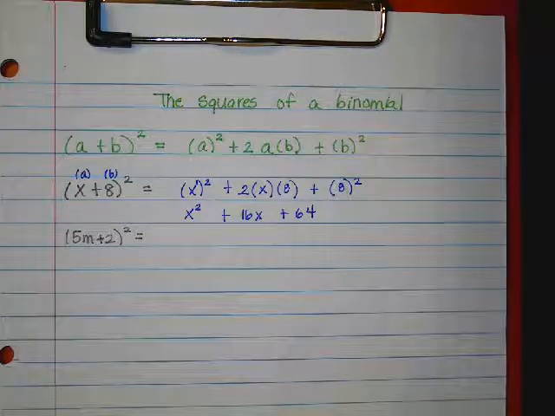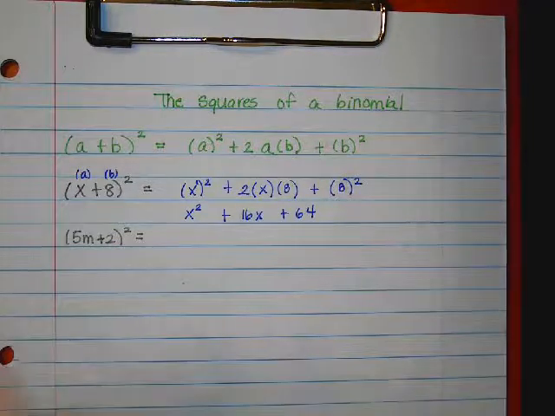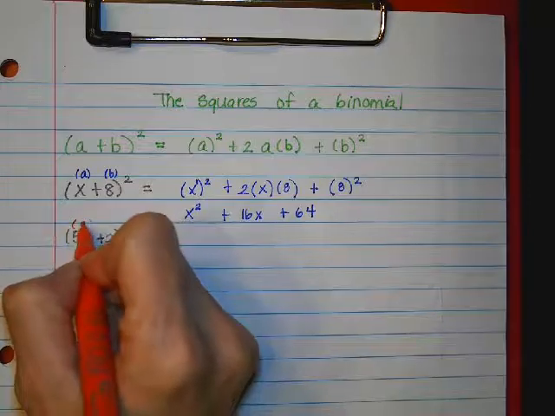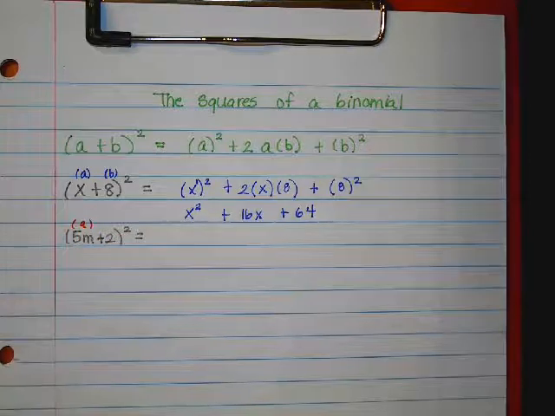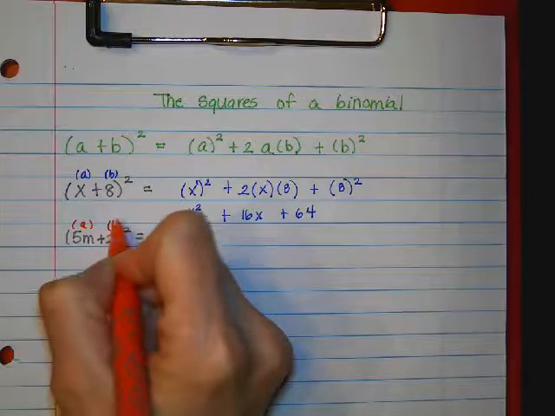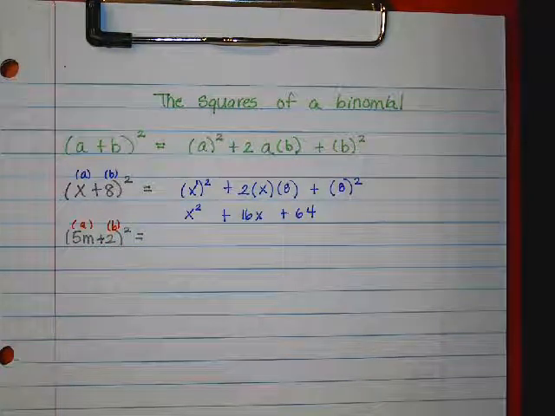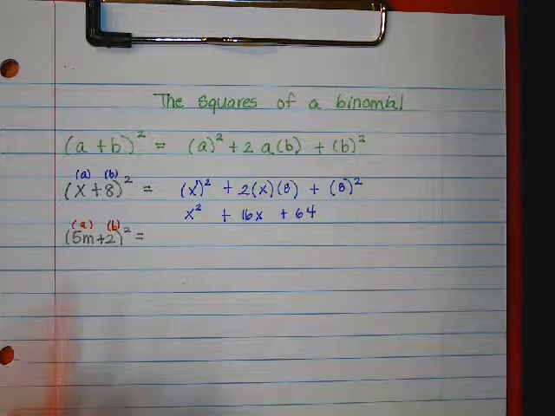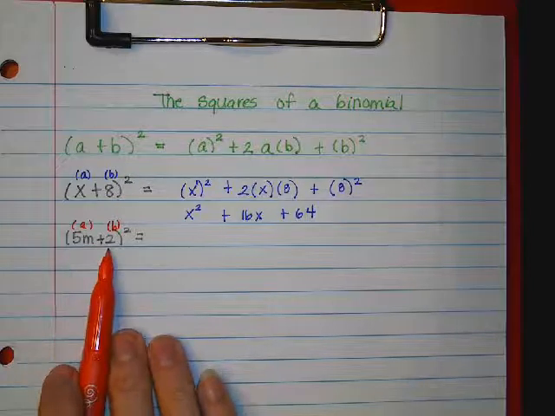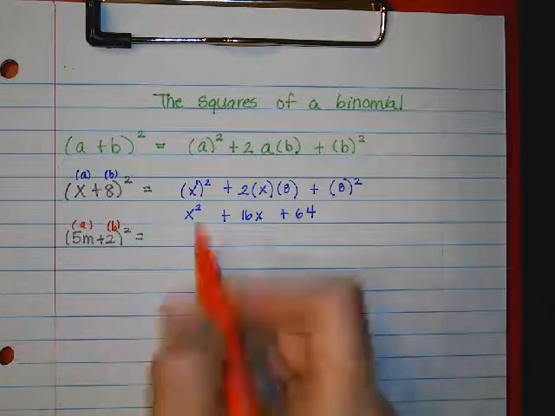Alright, so we're going to try the next one. This whole 5m is my a value, and this whole 2 back here is my b value. So my a value is 5m, and my b value is 2. So I'm going to follow my pattern.